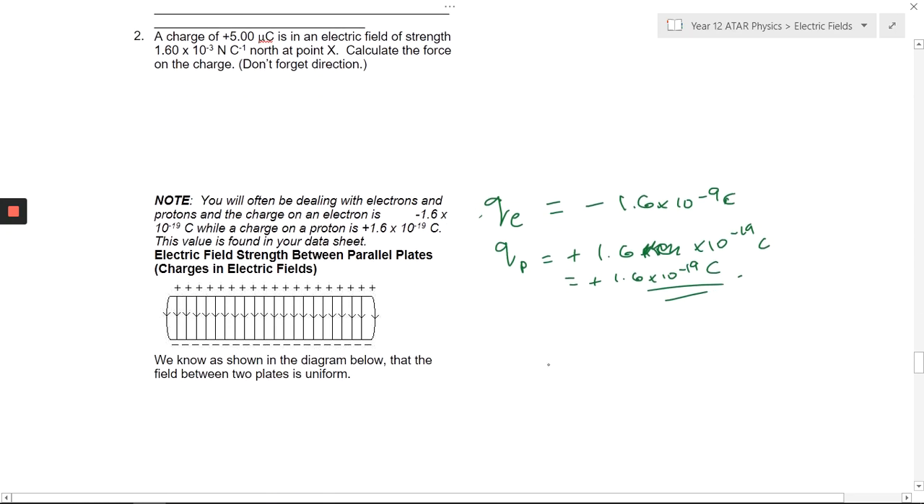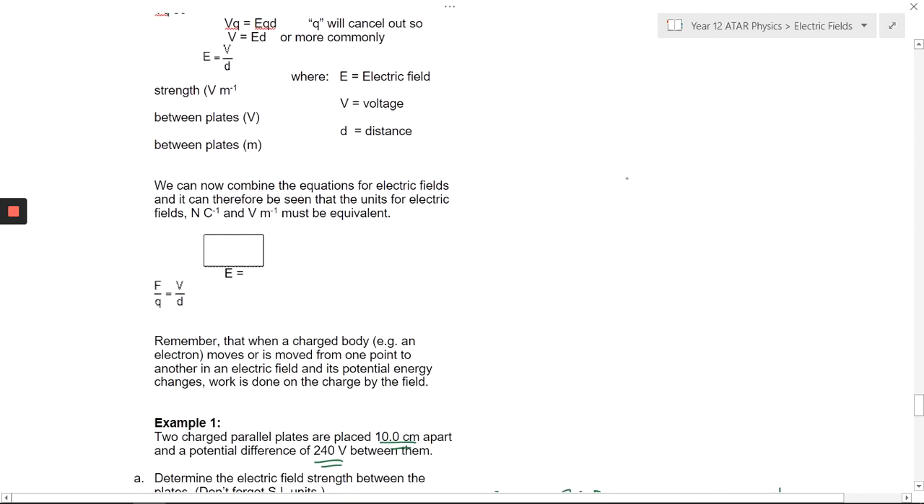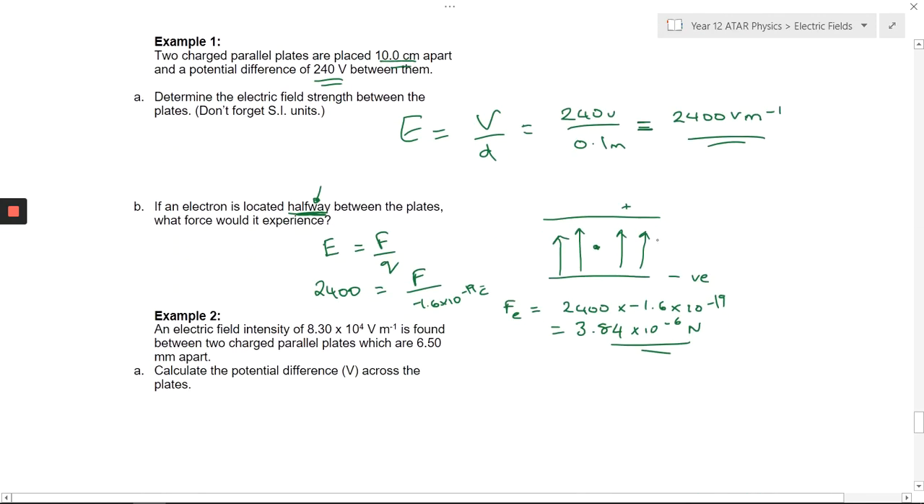So the answer is off by a factor of 10 to the 10, which is huge. So actually, this should be to the negative 16.